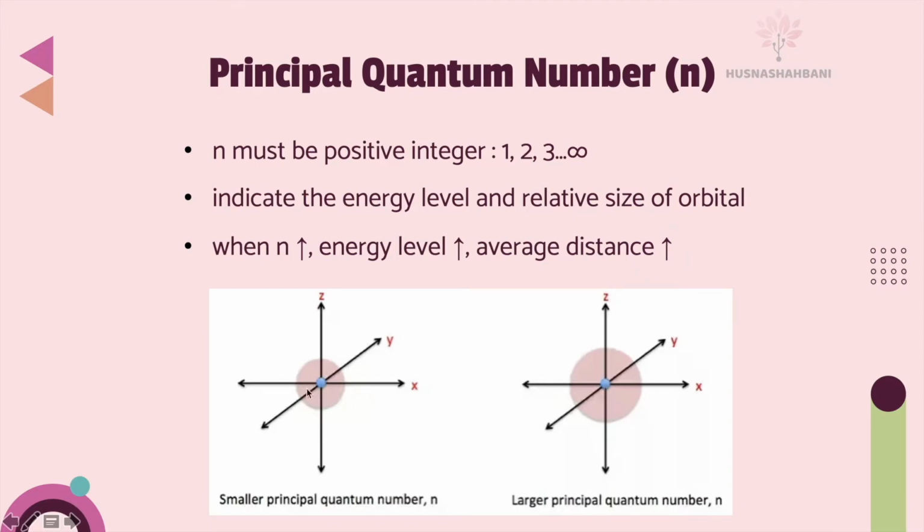So this is a smaller principal quantum number. This is a larger principal quantum number. It shows the energy level and the size. The bigger the n, the bigger the energy level, the bigger the size, the further the distance of the orbital from the nucleus.